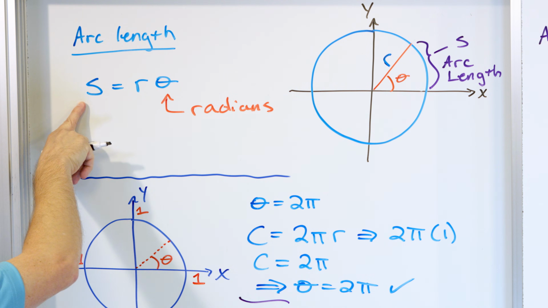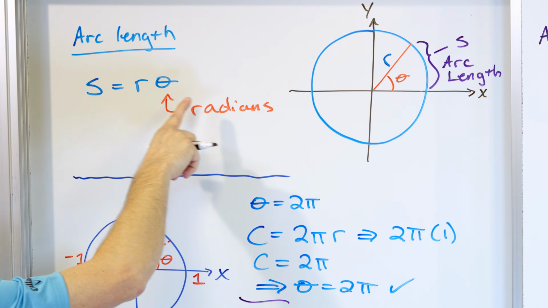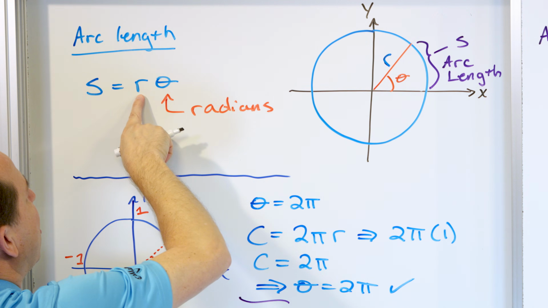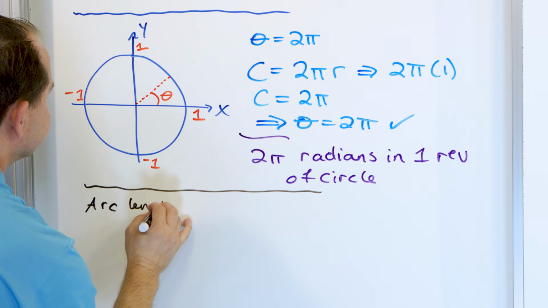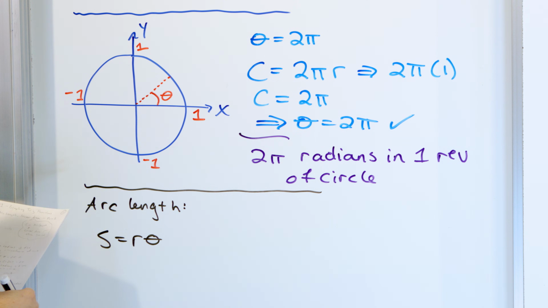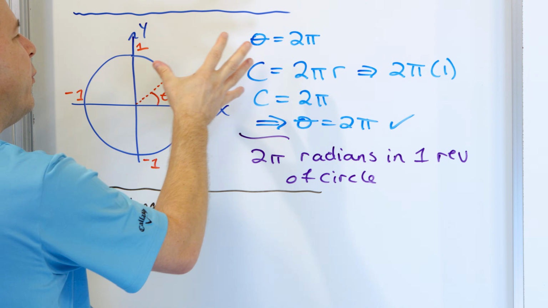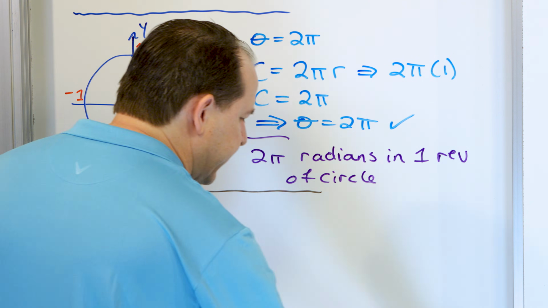We said that the arc length s, which is the distance along the boundary of the circle, is equal to r times theta. So we say arc length, right? s is equal to r times theta. Now let's ask ourselves, does this make sense? Does this equation match what we already know about the circumference of a circle and the definition of a radian and all that stuff?